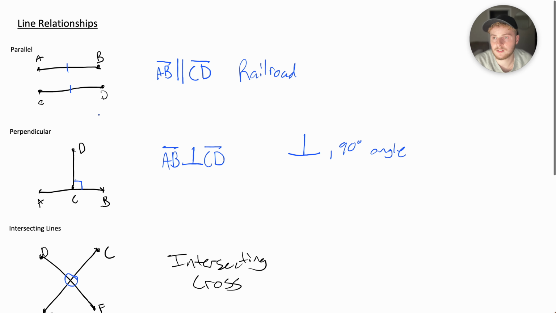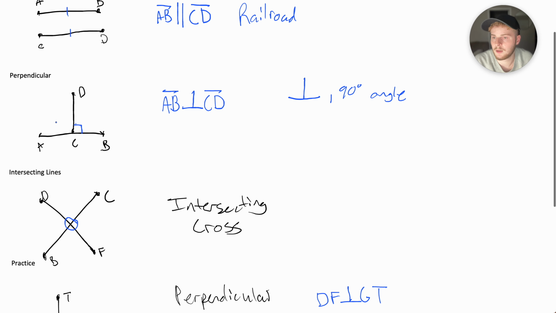We can go back. We have the parallel relationship where two lines never cross, and assuming they go infinitely, they will never have an intersection between them. Perpendicular, we'll have one line and another line, and where they do meet, they're going to create a 90-degree angle, which we can see with a box right here.